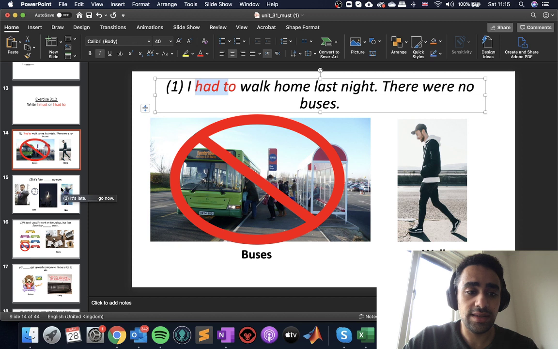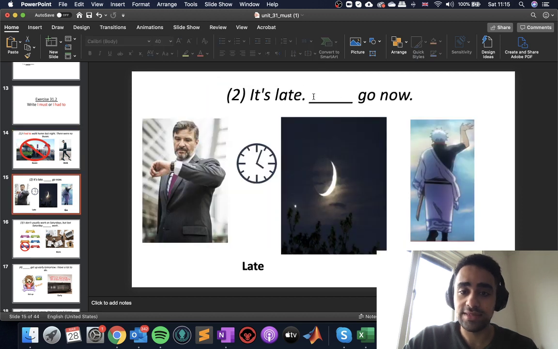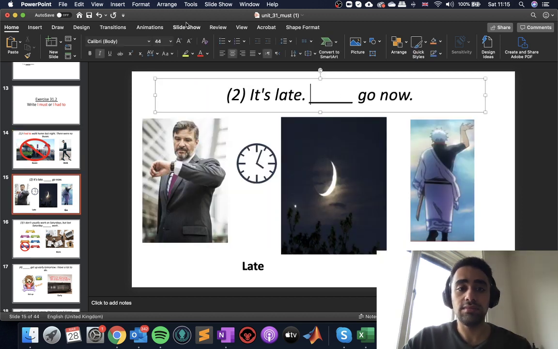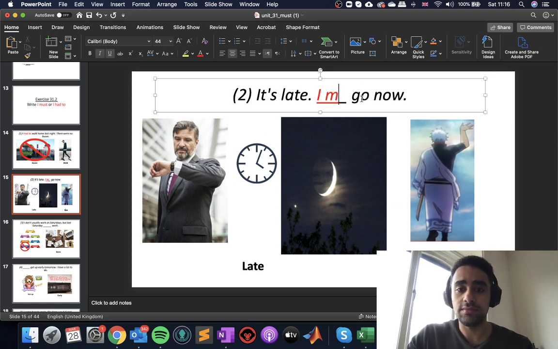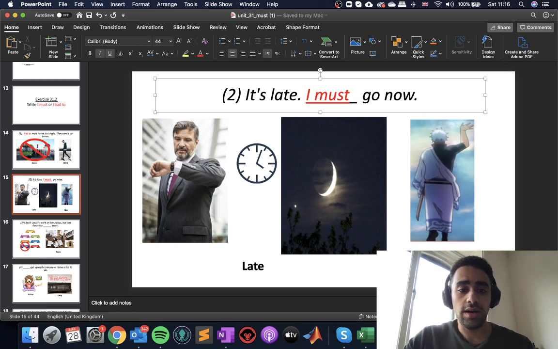And then the next one: "It is late. I ___ go now." It is late now, it is present tense, and so we will use must. So, I must go now, because it's in the present.